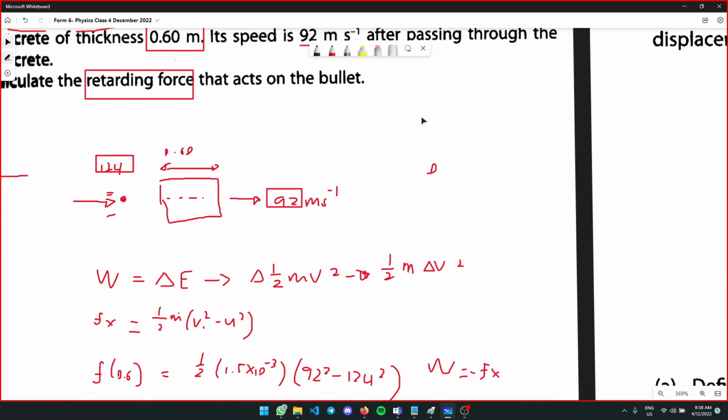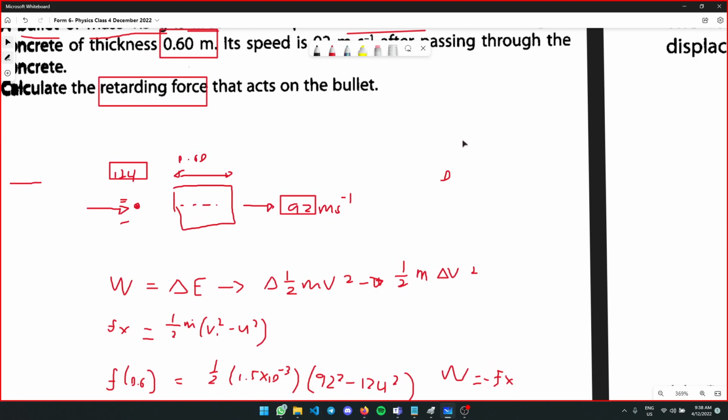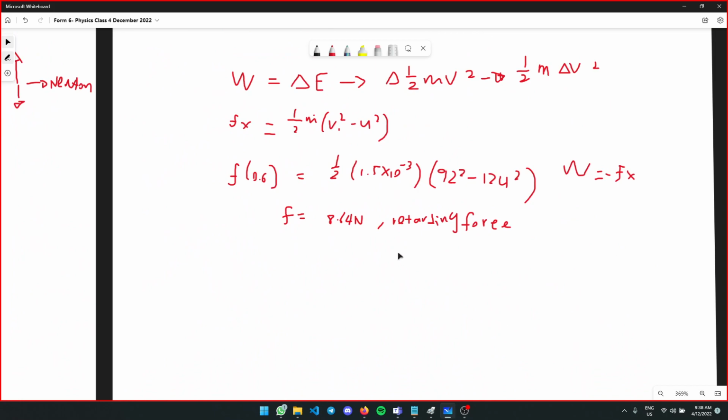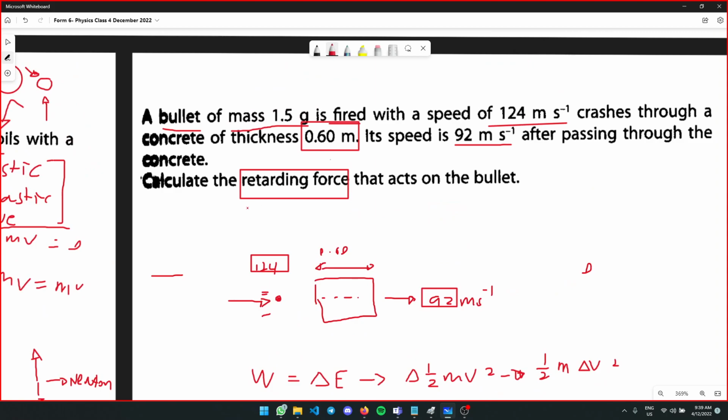But maybe sometimes you have a problem where they say, how do you connect force and... If I write negative 8.64, will I get it wrong? No, you can still write negative also. But the problem is, here they already mentioned retarding force. Retarding force is already a negative force. So if you write negative again, it becomes positive.